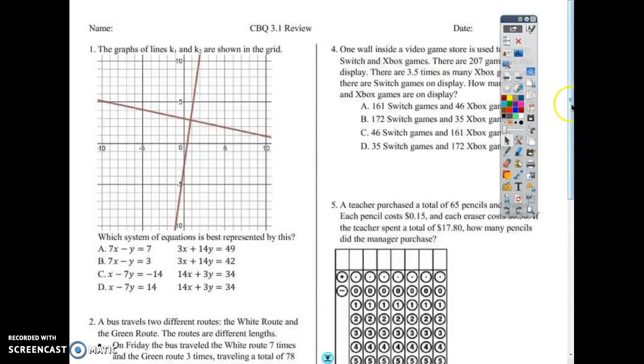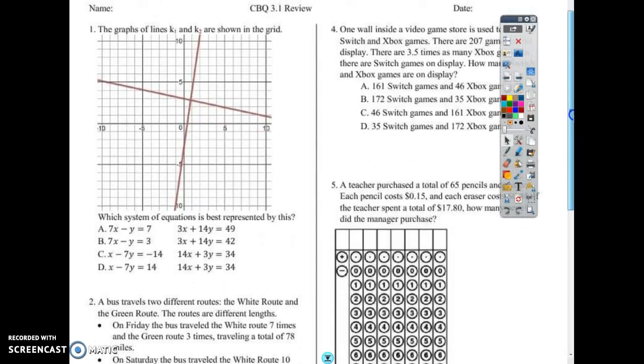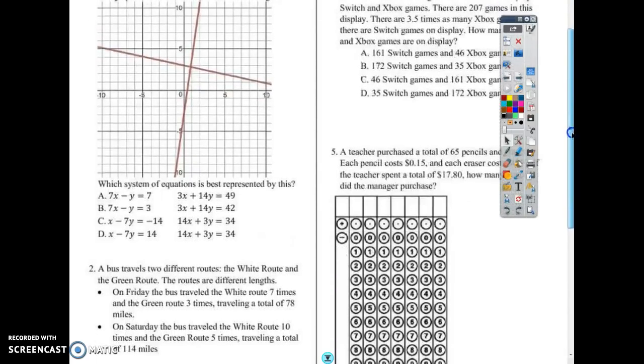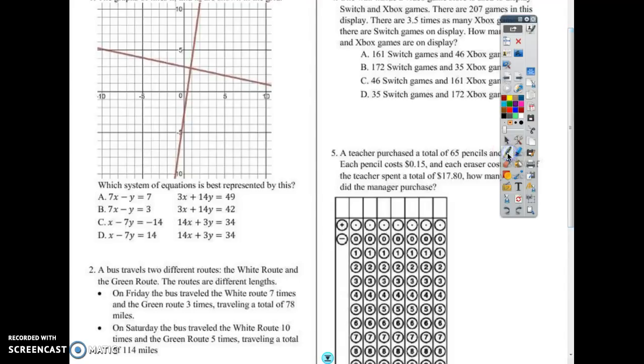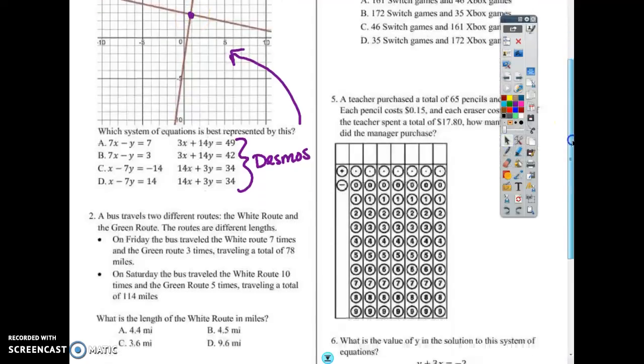Okay, so now that you have done these 5 problems all by yourself, make sure that for problem number 1, you use the answer choices in Desmos to see which one looks like this. And it has to have the same solution as well. Okay? Problem number 2.